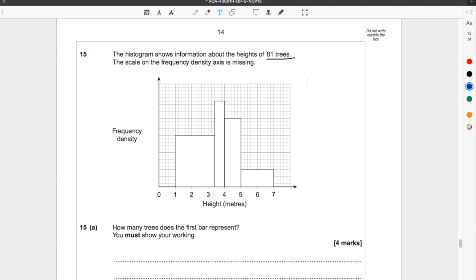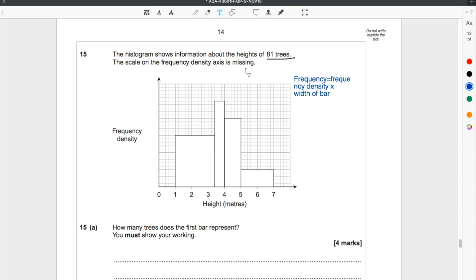as with Edexcel papers, we need to apply a simple formula. Frequency equals frequency density times the width of the bar. The frequency density is on the y-axis always, and the width of the bar just means the distance on the x-axis. So to work out the frequency density, we simply rearrange this formula to get frequency divided by the width of the bar.